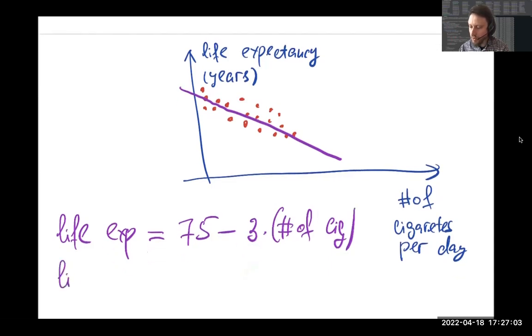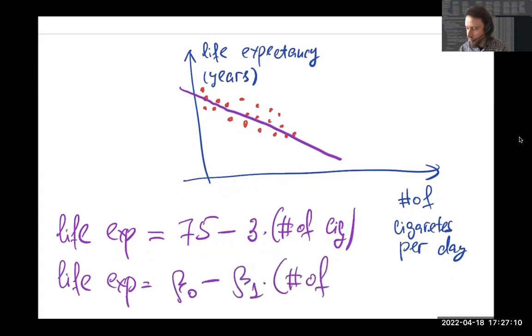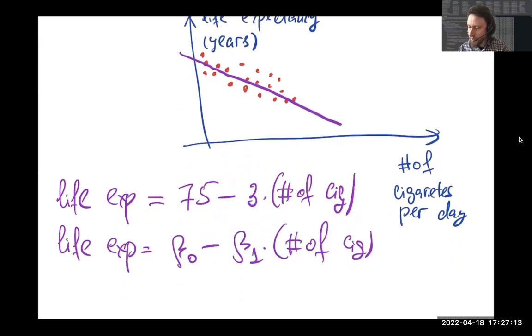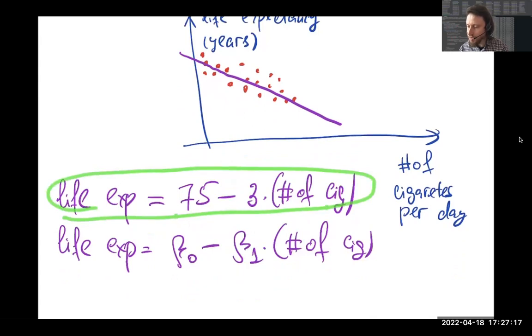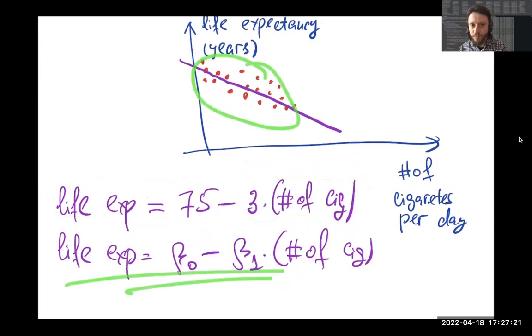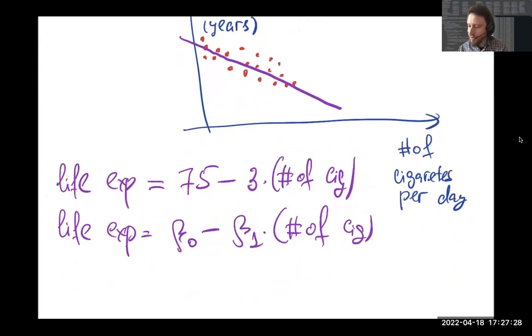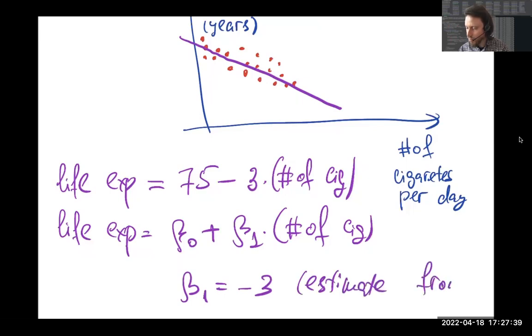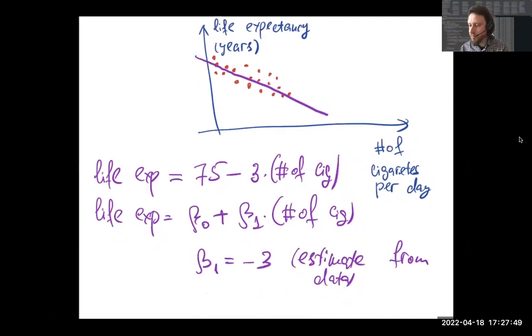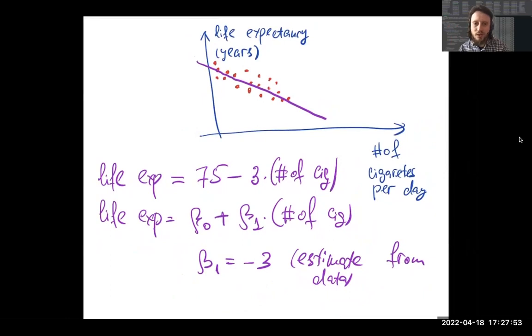So initially we have a model like this one, and this model is obtained after fitting of this model to this data. So can you interpret this number negative 3? This is plus beta 1. So beta 1 equals negative 3, estimated from data. What does it mean that beta 1 equals minus 3? How can you interpret it in non-mathematical terms?